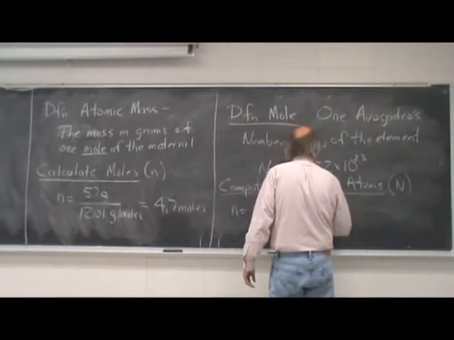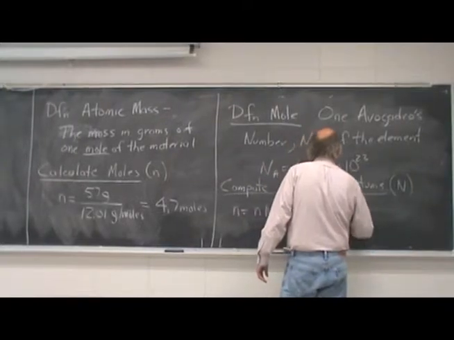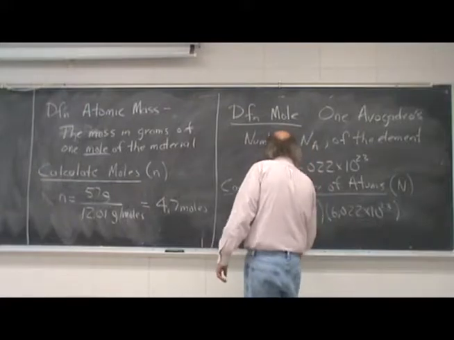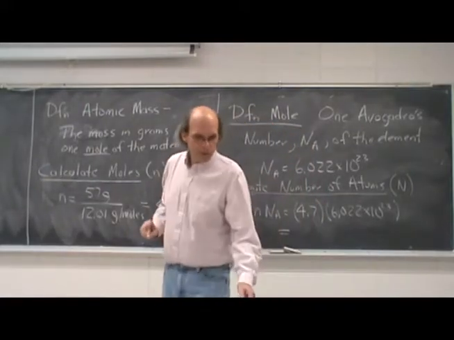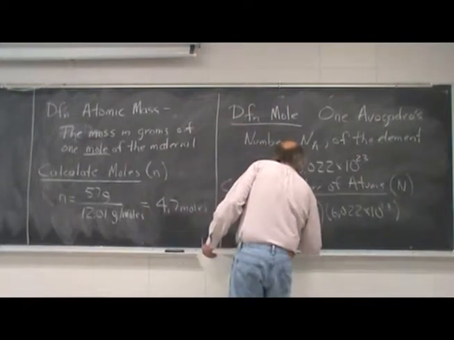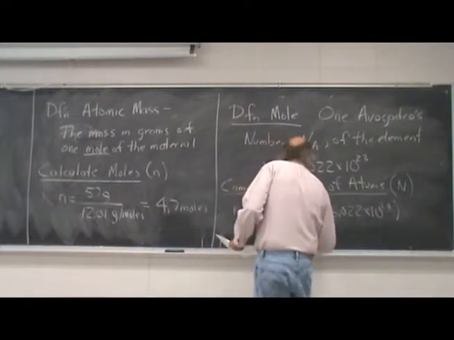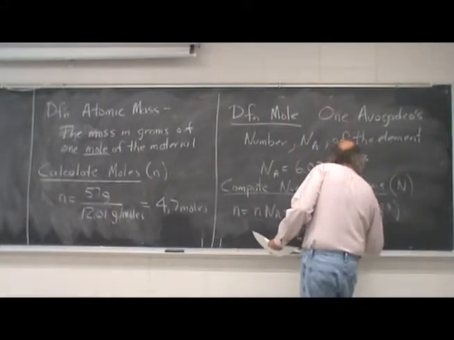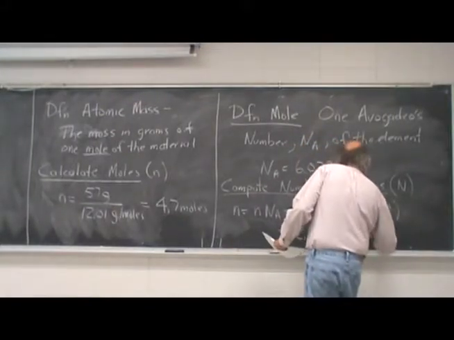4.7 moles, times 6.022 times 10 to the 23, which is Avogadro's number, which gives us a relatively gaudy number of atoms: 2.8 times 10 to the 24 atoms of carbon.